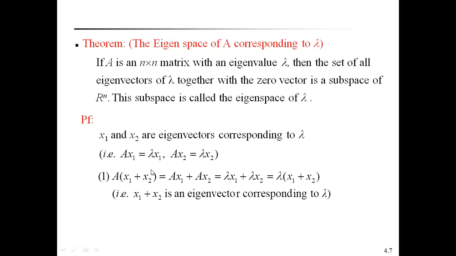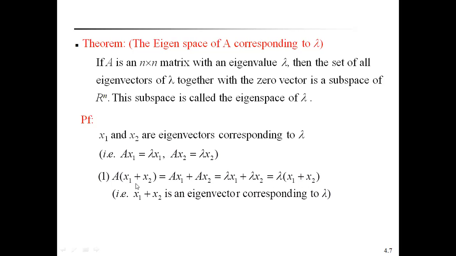Therefore, first to prove that it is closed under vector addition. A into x1 plus x2 is equal to, by distributive property, Ax1 plus Ax2. By this condition, what is Ax1? Lambda x1. What is Ax2? Lambda x2. Therefore, lambda is common: lambda into x1 plus x2.